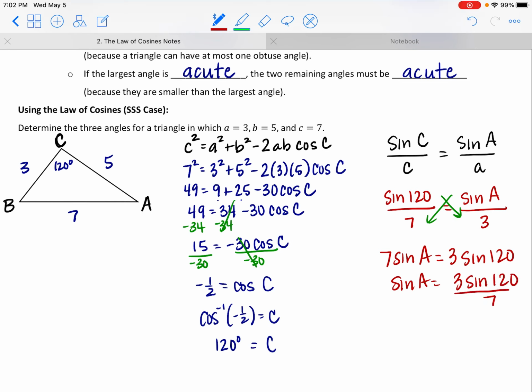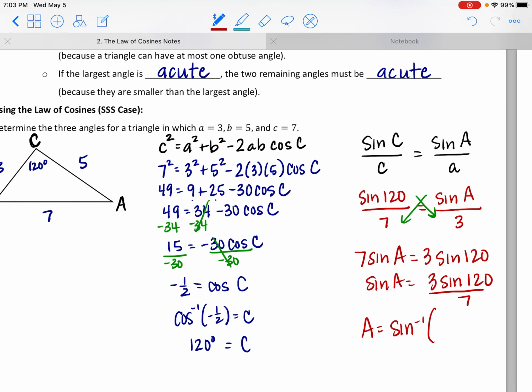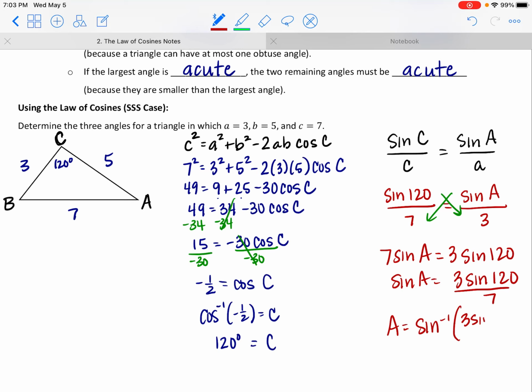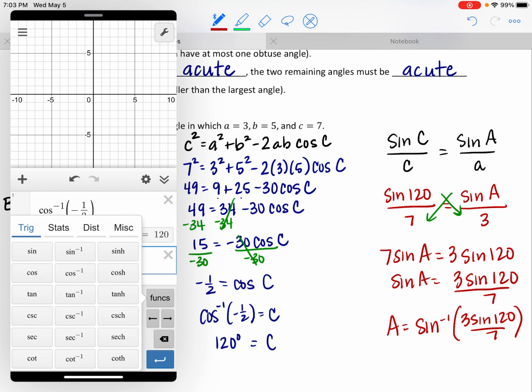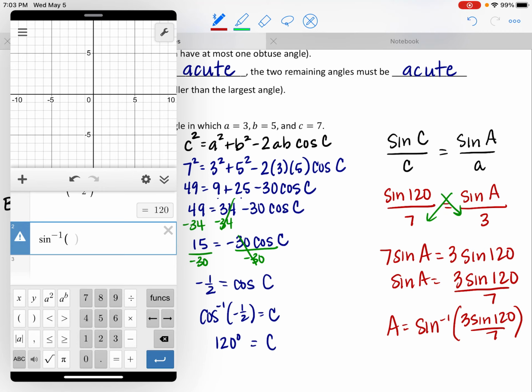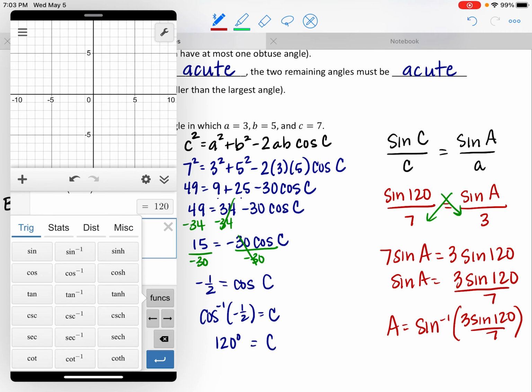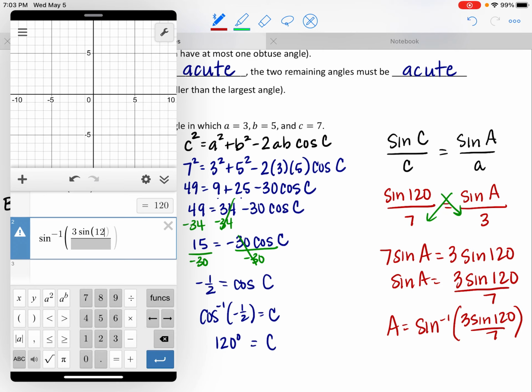And so if the sine of some angle is that, then the inverse sine of that fraction is going to be our angle. So A is going to equal the inverse sine of 3 sine of 120 over 7, and calculator time. So we want the inverse sine of a fraction, on the top 3 times the sine of 120, and hopefully we know the sine of 120 is radical 3 over 2, but that's okay. And then on the bottom is going to be 7.